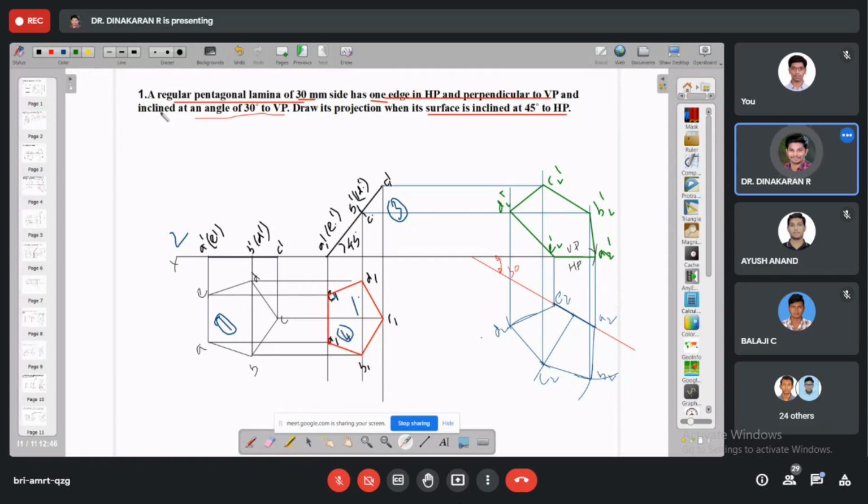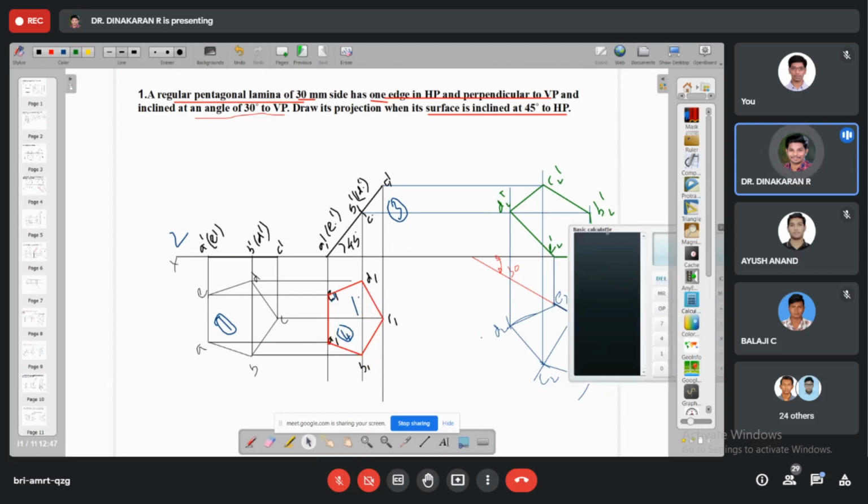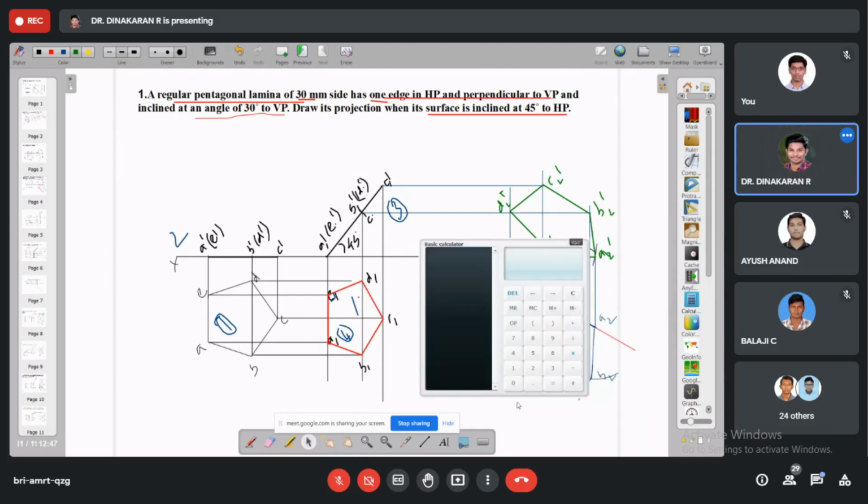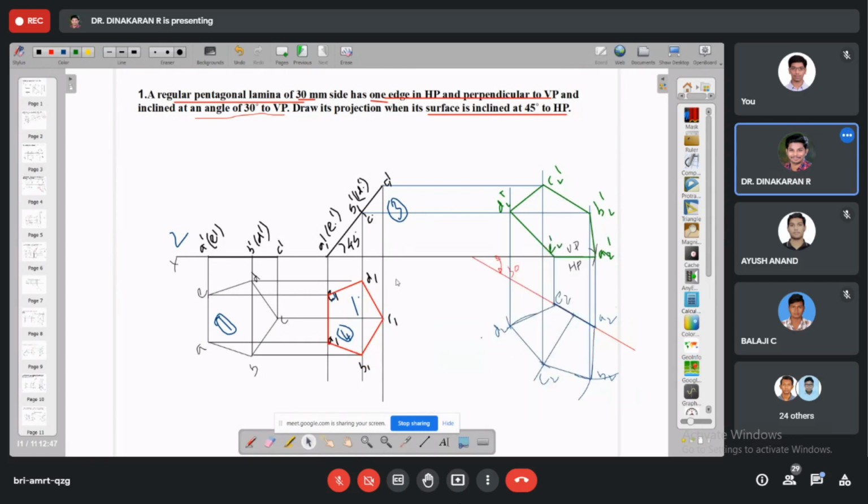Then after that, one of its edges inclined at an angle of 30 degree to VP. So first I drew a 30 degree line. Then after that, this edge. What are the dimensions on the fourth step? I converted, measured it, then directly drew on this 30 degree line, converted the points, and marked all the points. Then vertical projection and horizontal projection. The meeting points are A2 dash, B2 dash, C2 dash, D2 dash, E2 dash. Then I connected all the points.